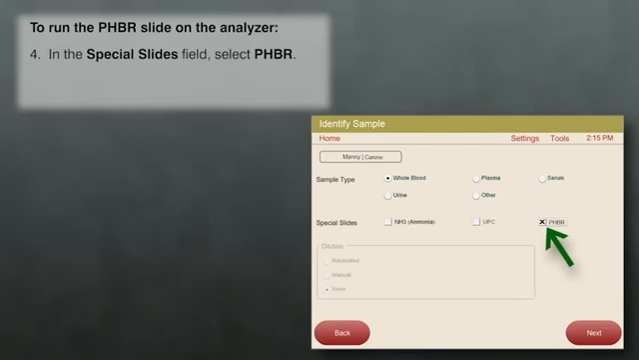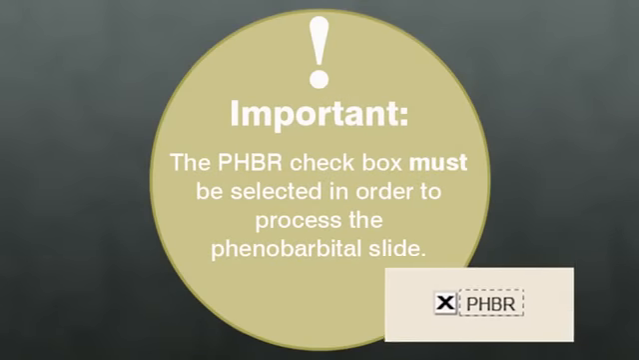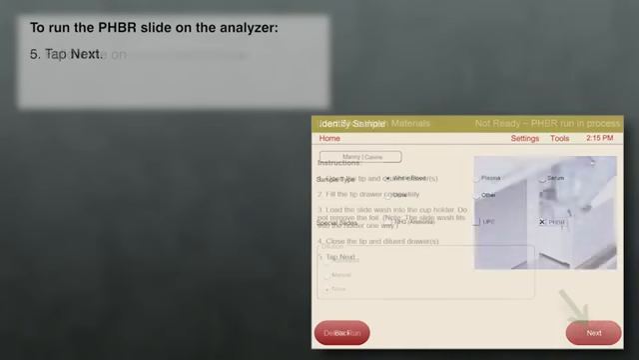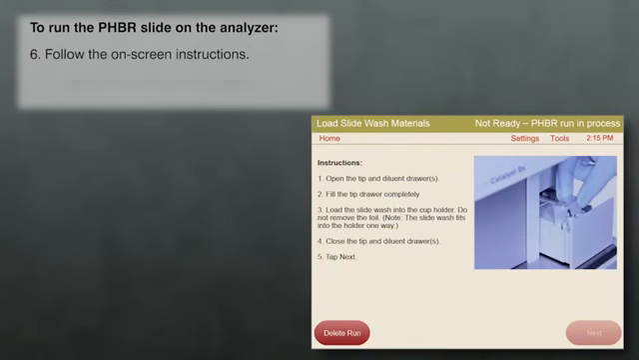Select the Phenobarbital Special Slides checkbox. If this button is unavailable, please upgrade your system before continuing. See Slide Wash Calibration Snippet for instructions. Important! If you do not select the Phenobarbital Special Slides checkbox, you will not receive a phenobarbital result. Tap Next. Follow the on-screen instructions.